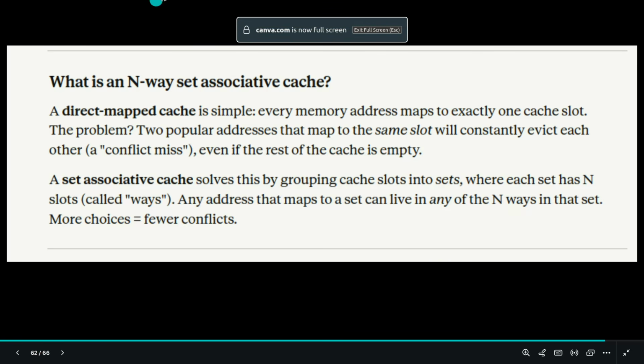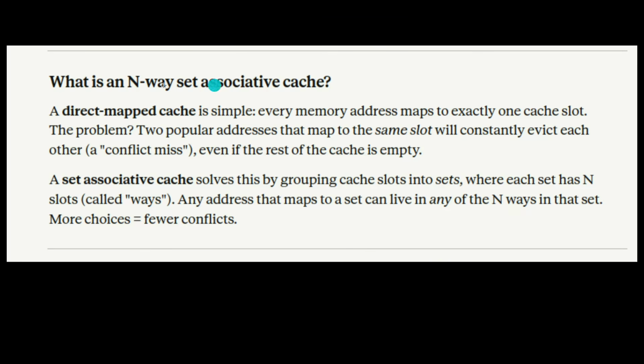Okay, now we are going to talk about n-way set associative cache. In the last part we discussed direct mapped cache. In direct mapped cache, every memory address maps to exactly one cache slot. It will be able to match because there is only one set for one block, right?